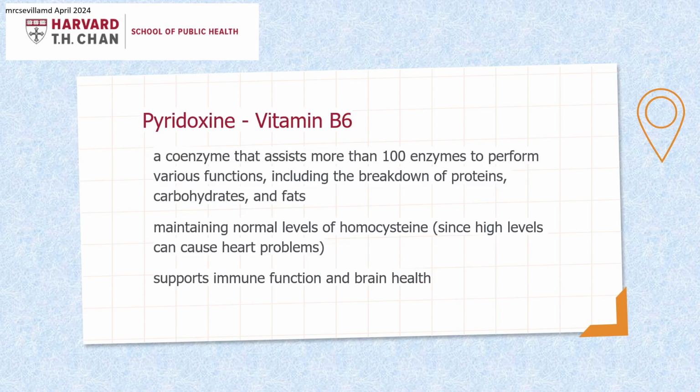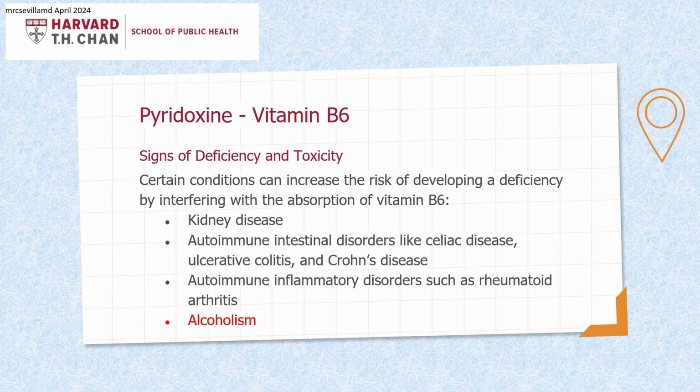Pyridoxine or vitamin B6 is a coenzyme that assists in processes that lead to the breakdown of proteins, carbohydrates, and fats. It is also important in the maintenance of normal levels of homocysteine and supports immune function and brain health. A deficiency of pyridoxine or vitamin B6 may be encountered in conditions which affect absorption of nutrients in the gut. These conditions include kidney disease, autoimmune intestinal disorders such as celiac disease and Crohn's disease. It may also be caused by alcoholism.